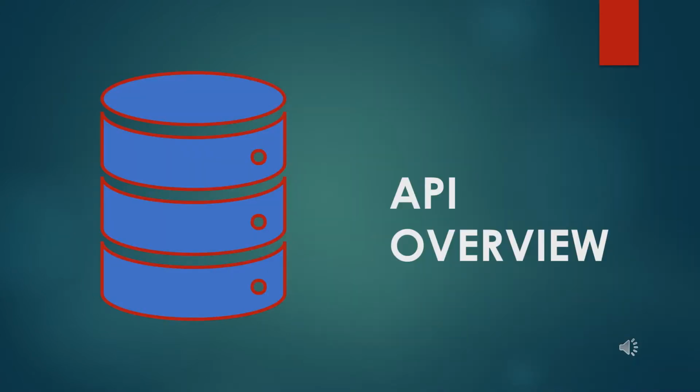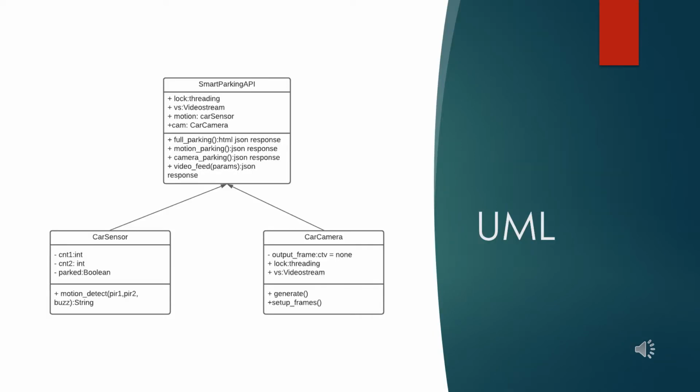Now for the API overview. Our API makes use of three classes as shown in the UML diagram. The most important class is the Smart Parking API class. This class transfers our relevant live sensor data from our Raspberry Pi to a local web server we have created.